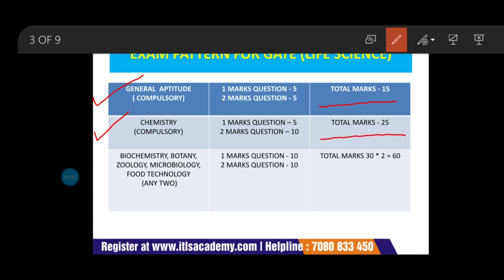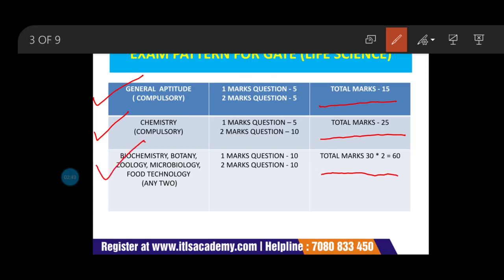In the third portion there are 5 subjects, which are biochemistry, botany, zoology, microbiology and food technology. From these 5 subjects you need to choose 2 subjects, and from each of those 2 subjects you will get 30 marks. So in total you will get 60 marks. From the 30 marks of one subject you will get 10 questions bearing 1 mark and 10 questions bearing 2 marks. So here you can get 30 marks and you have to choose 2 subjects. That means you will get 60 marks from that portion.